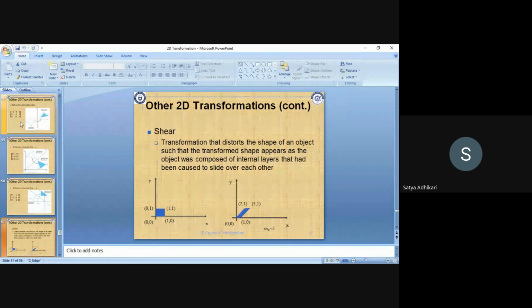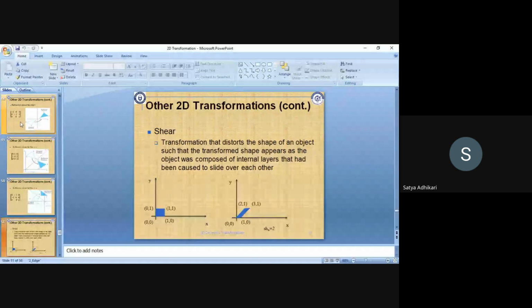Shear. It is a transformation that distorts the shape of an object, not the size. Shearing is a distortion of the shape of an object so that the transformed shape appears as if the object was composed of internal layers that had been caused to slide over each other. That means shearing is basically used to distort the shape of an object. Suppose there is a square, you make it a rectangle, but the area will remain the same. So this is just a change in shape.